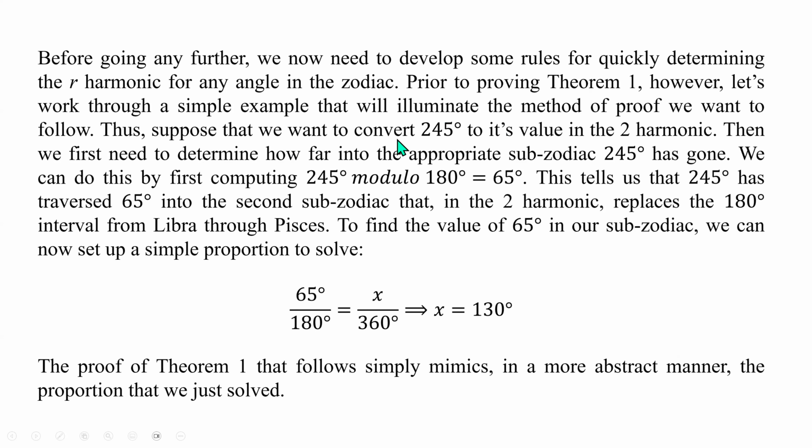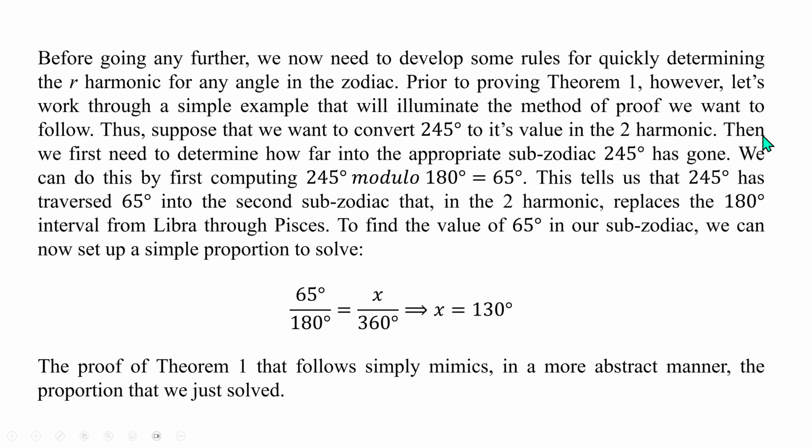Thus, suppose we want to convert 245 degrees to its value in the 2 harmonic, the second harmonic. Remember that in the second harmonic, we take our 360-degree zodiac and we replace the first 180 degrees by one sub-zodiac, and then we replace the second 180 degrees by another sub-zodiac.